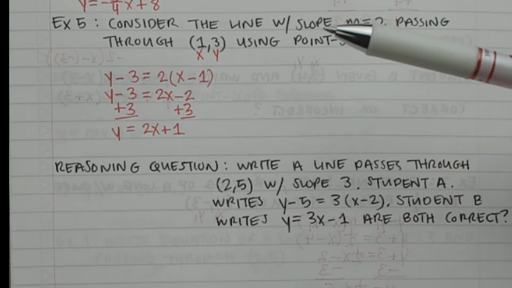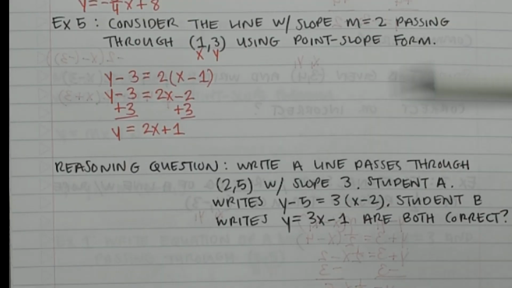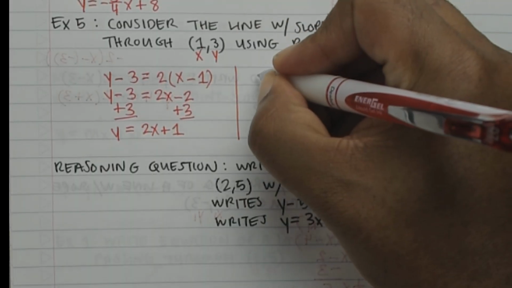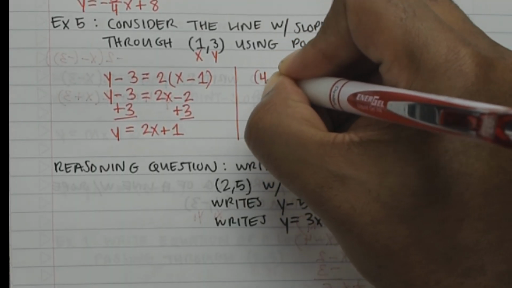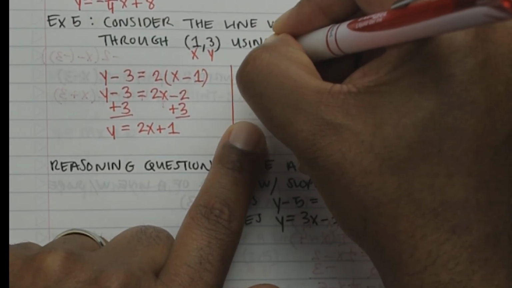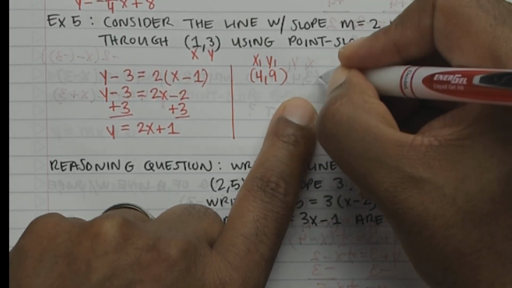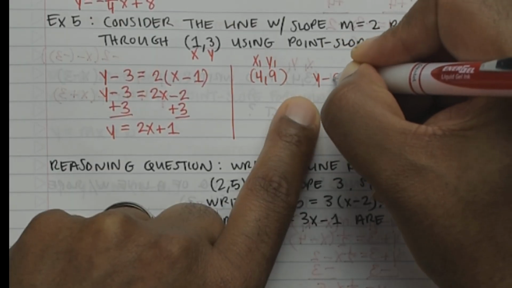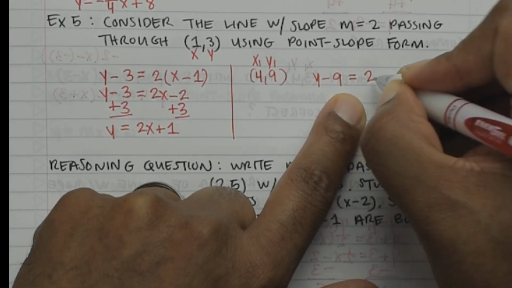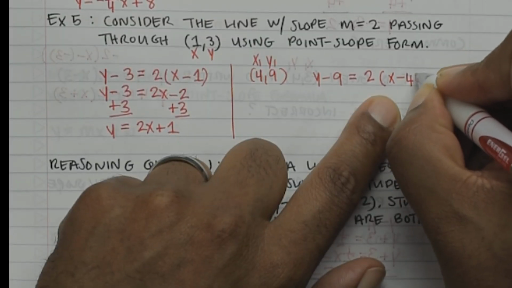But what I want to show you is what if you were given a different value? Suppose we were given, let's say, (4, 9), which is x1, y1. Well, we would treat it the same way. We would do y minus 9 equals 2 parentheses x minus 4.